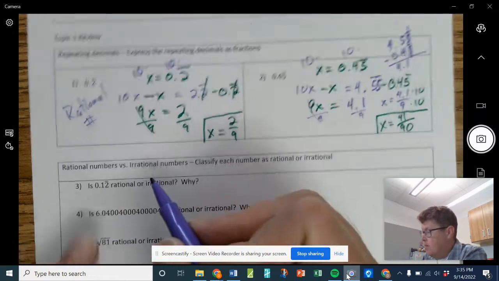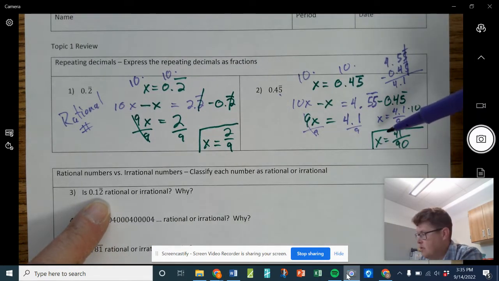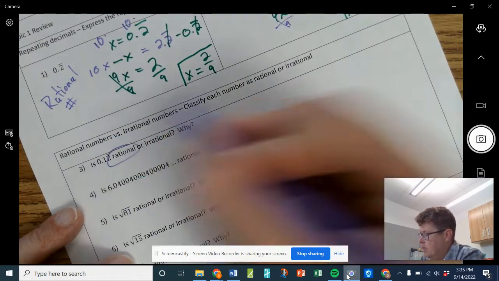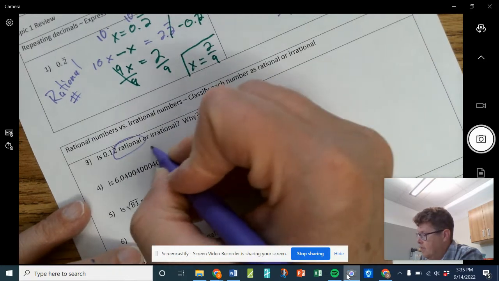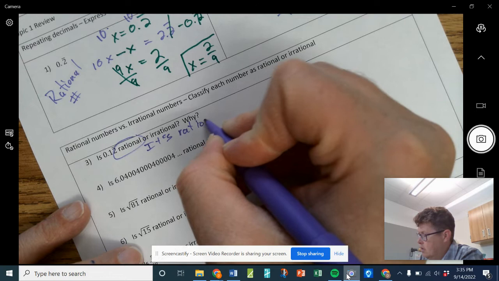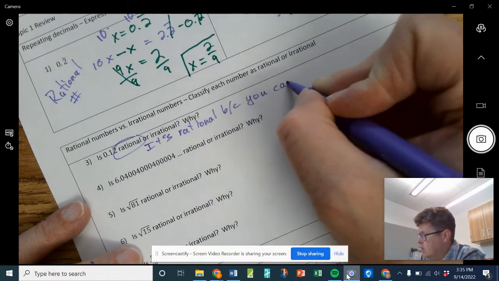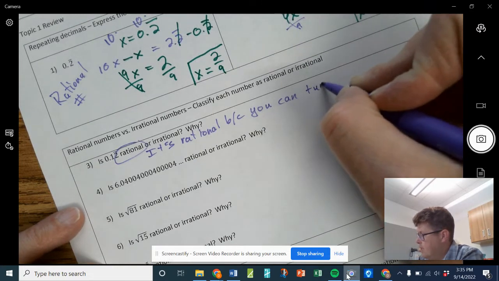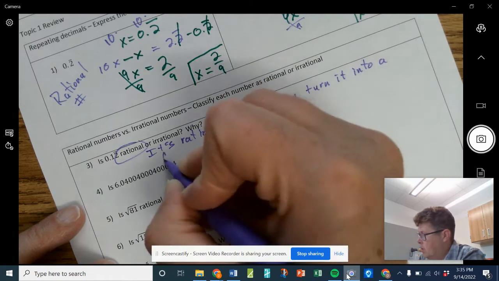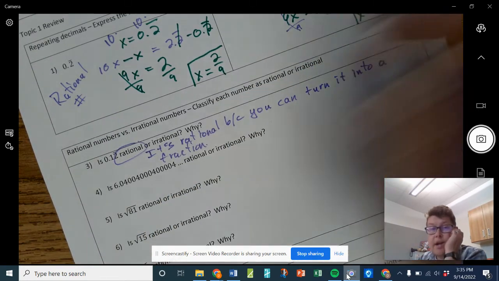Okay. So 0.12 is very similar to this previous one, right? We could turn this one into a fraction. So if we did the same process, we could turn this into a fraction. So is it rational? Yes. Why? It's rational because you can turn it into a fraction. Easy peasy.